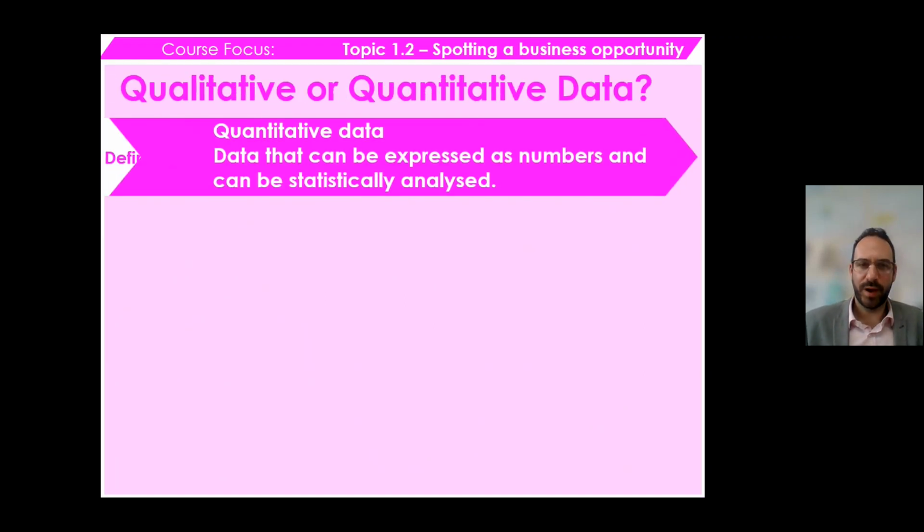So we talked a little bit before about qualitative and quantitative. So quantitative data is data that can be expressed as numbers and can be statistically analysed. So this is when we talk about surveys and having short questions. That means you can survey thousands of people and summarise that data to give you insights about that information.